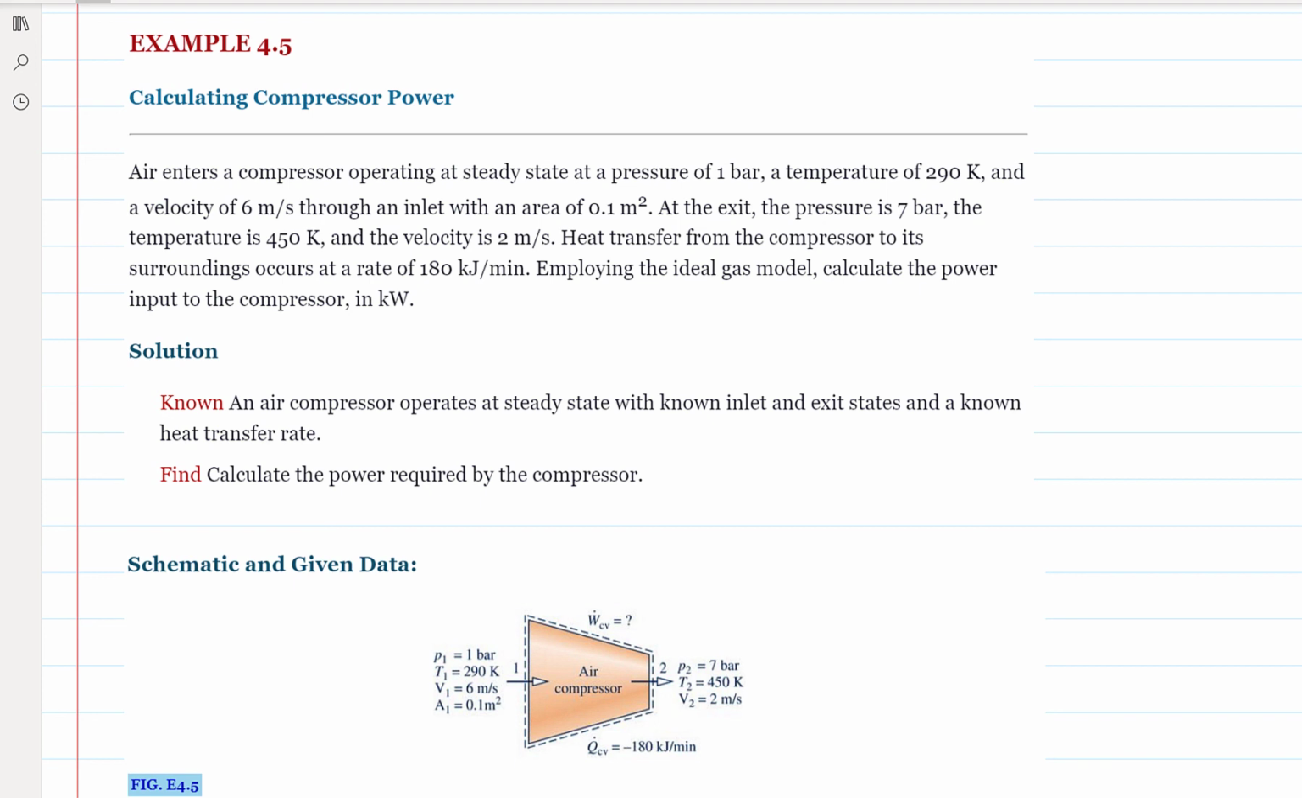Heat transfer from the compressor to its surroundings occurs at a rate of 180 kJ per minute. So in this question, the compressor is not well insulated, so there is a heat loss to the surroundings. Employing the ideal gas model, calculate the power input to the compressor in kilowatt. So air is the working fluid, and we assume air is an ideal gas. It satisfies the ideal gas law.